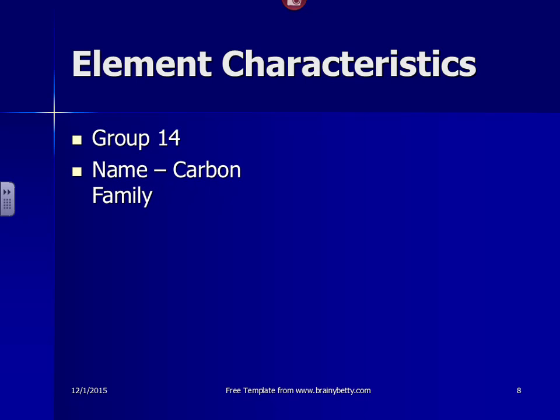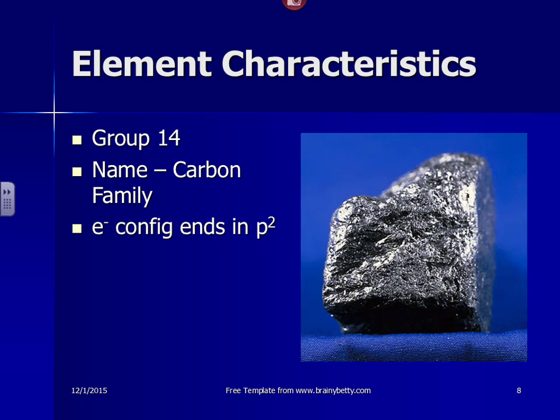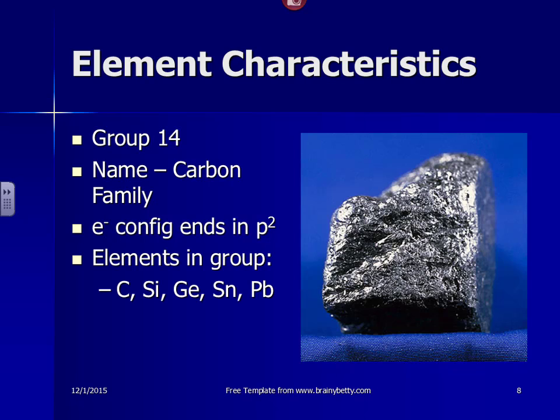It is called the carbon family. We should know that group 14's electron configuration ends in P2. Elements in this group include carbon, silicon, germanium, tin, and lead. I actually have quite a few of these to show you. The only one I don't have is germanium. I think that one may be labeled carcinogenic as well.